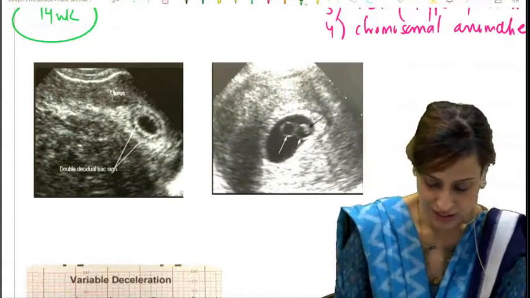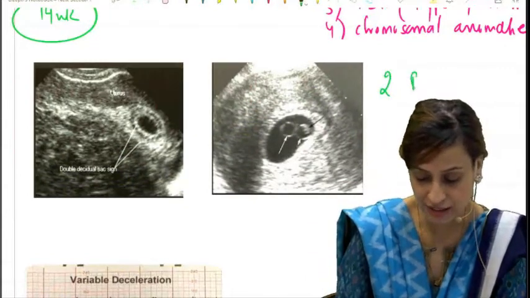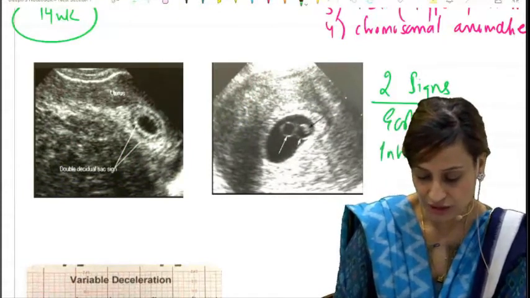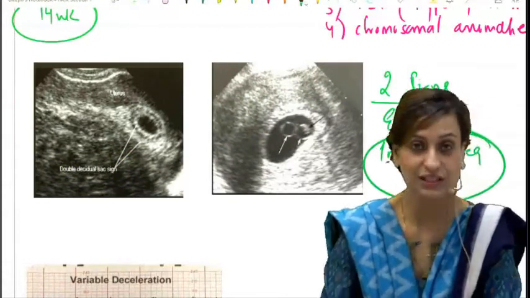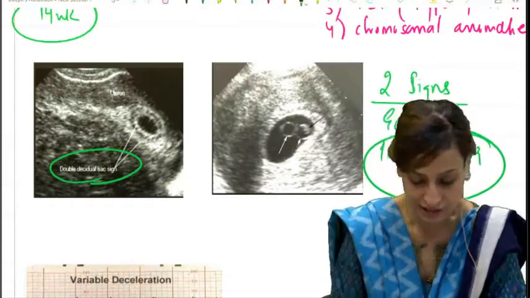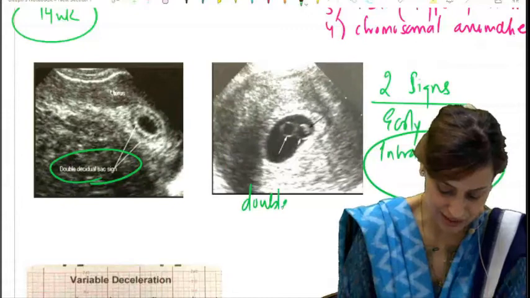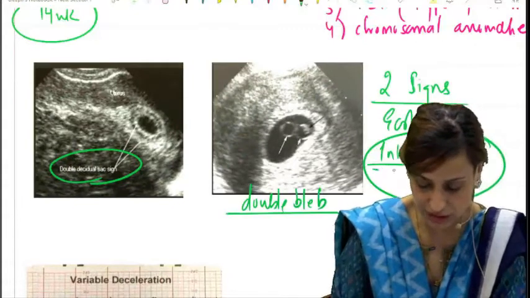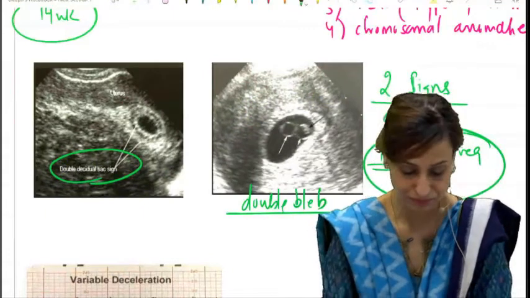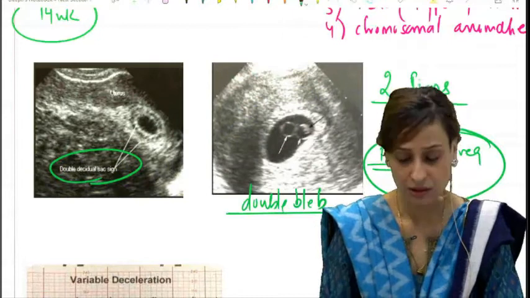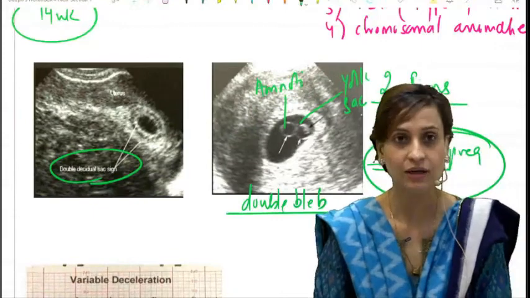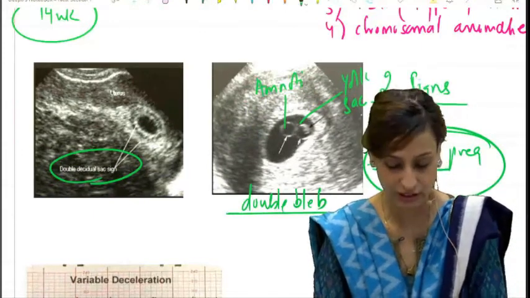So these are the two important signs of early intrauterine pregnancy, right? So if you see these are signs of intrauterine pregnancy. One is the double decidual sac sign and the other one is the double bleb sign, right? So they are especially early markers of intrauterine pregnancy, the double decidual sac and the double bleb. It can be an amniotic sac and the other one is the yolk sac.